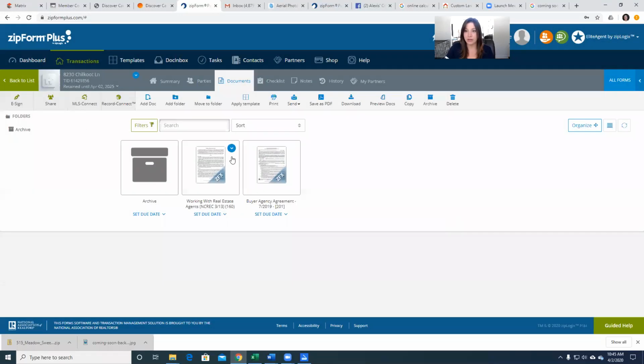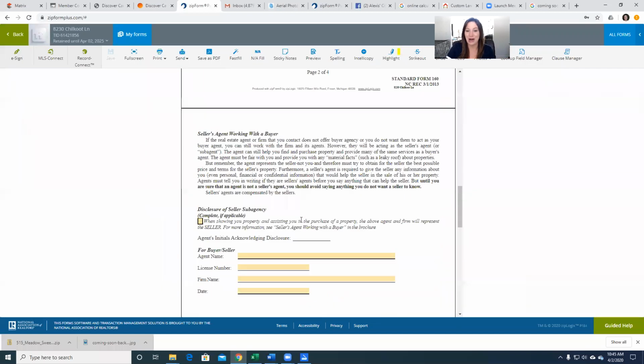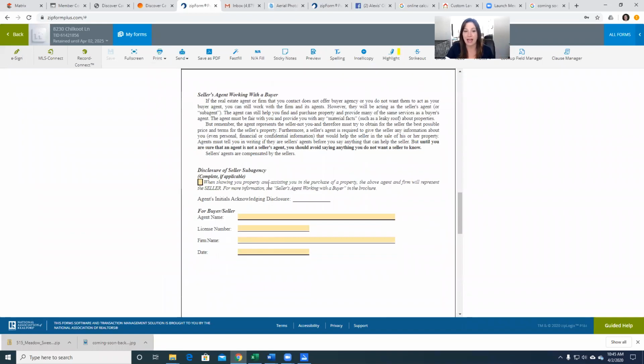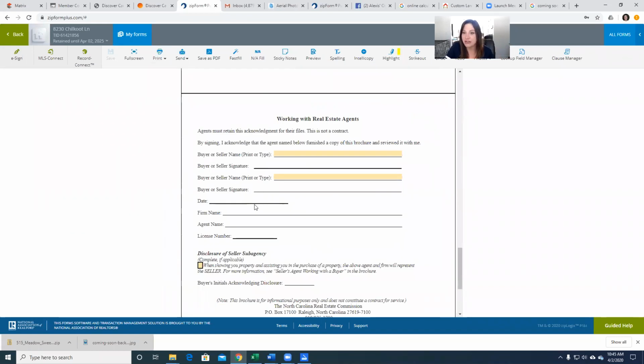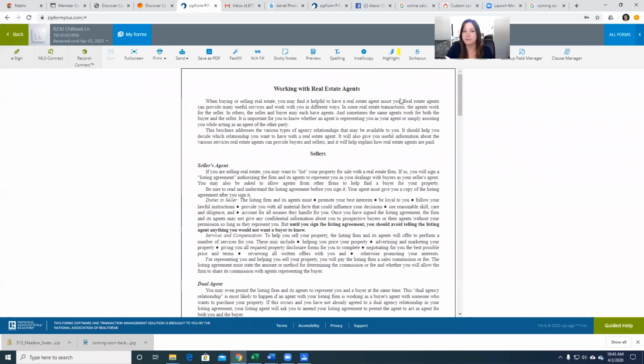So when you click in working with real estate agents, virtually, you're going to go over this with your client. And we'll do that in person, again, you go over with your client. It's going to be a very similar format. Most of us know working with real estate agents is disclosing the different types of agency in North Carolina.